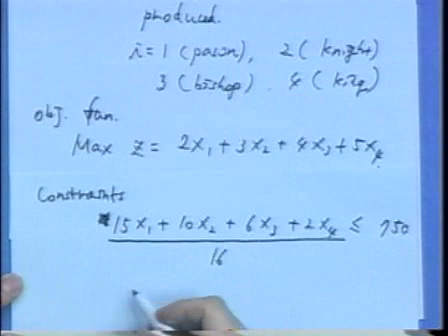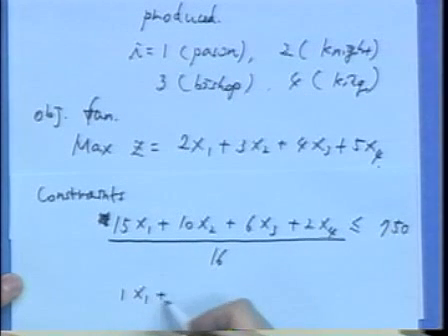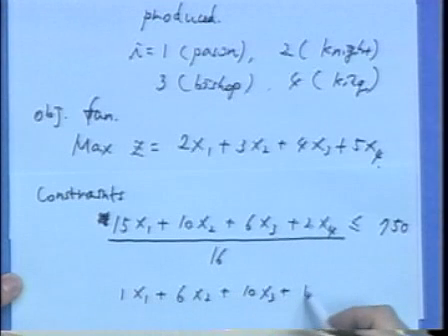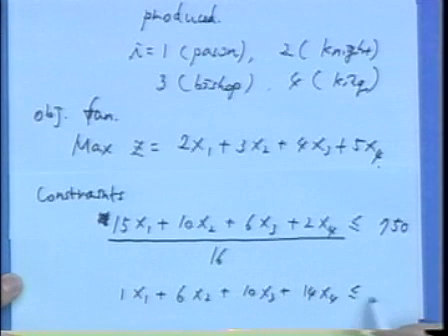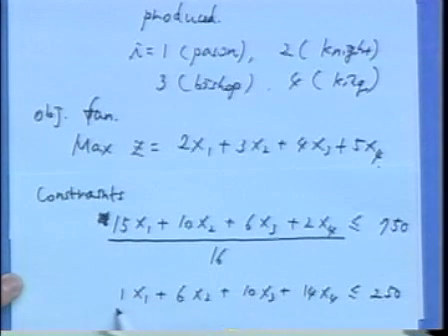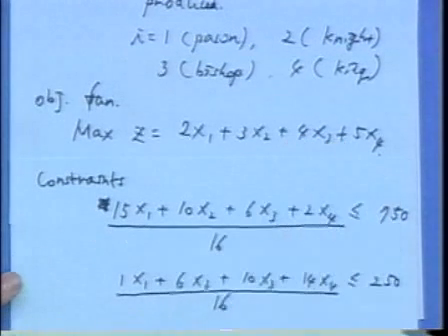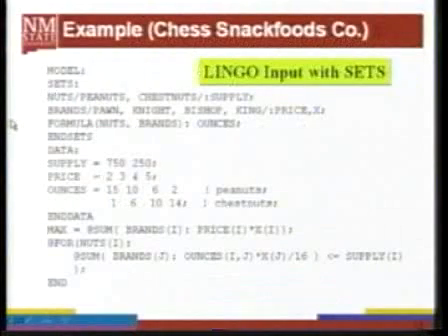Likewise, 1x1 plus 6x2 plus 10x3 plus 14x4 less than or equal to 250, and the left-hand side should be divided by 16. Again, to convert from ounces to pounds. And this is the input for LINGO using sets. Okay?